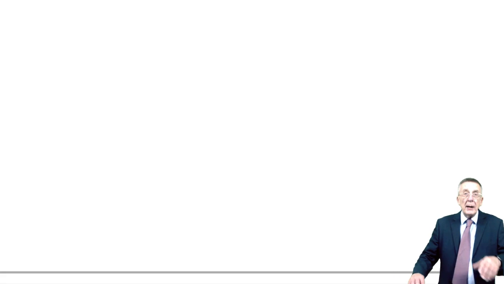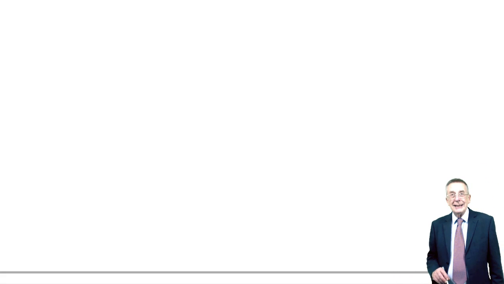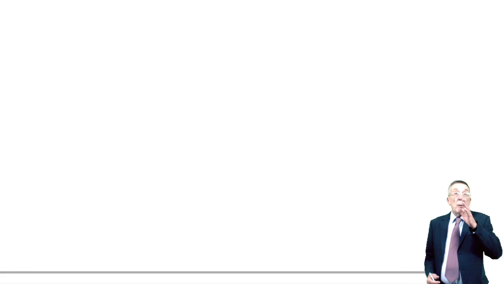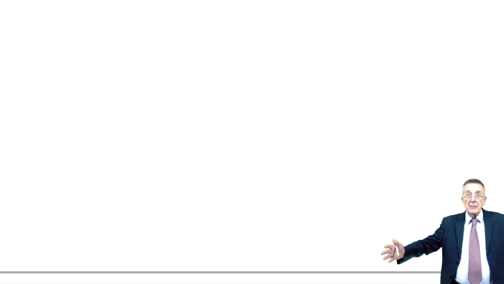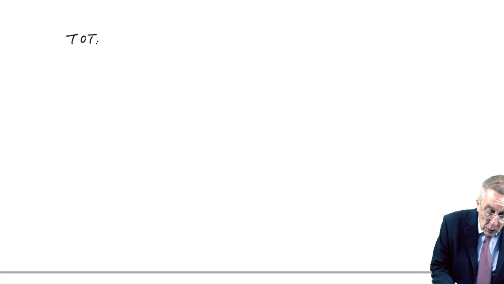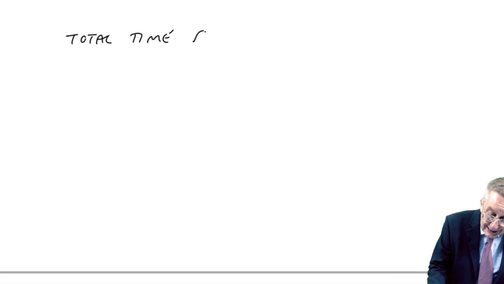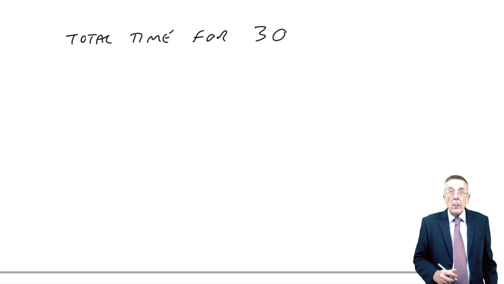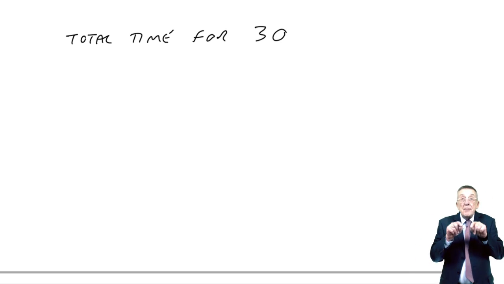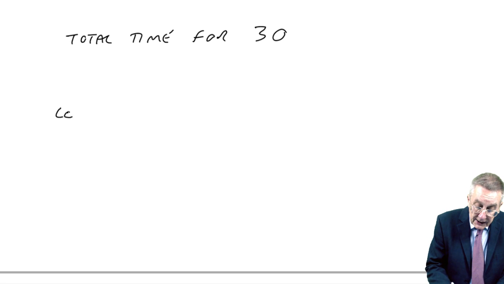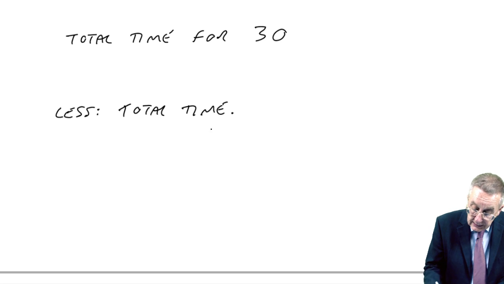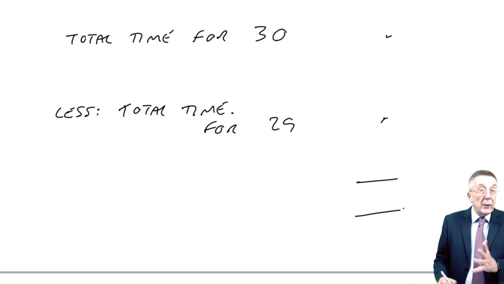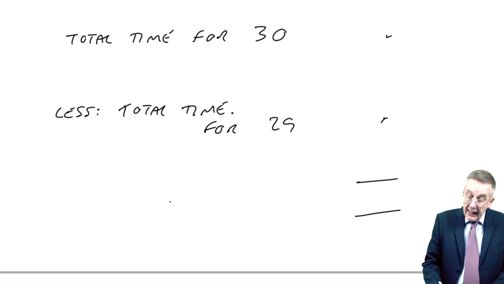So what do I need to know? I need to know how long batch number 30 will take. We can't do it directly. All we can ever do is work out the total time for a number of batches. So I can work out the total time for 30 batches. But I wanted to know the total time for number 30. So we'll have to subtract the total time for 29. And if we can get that, that'll give us the time for the 30th.